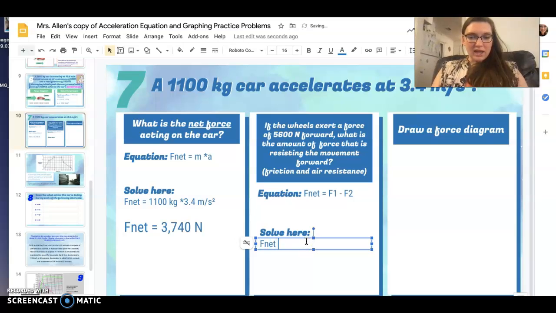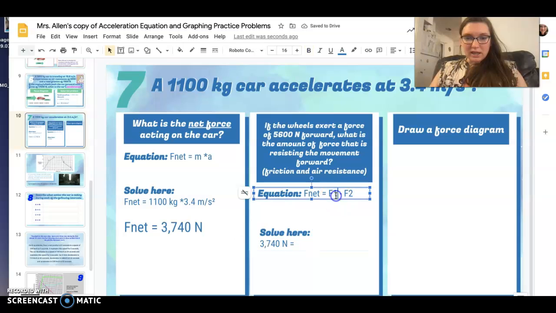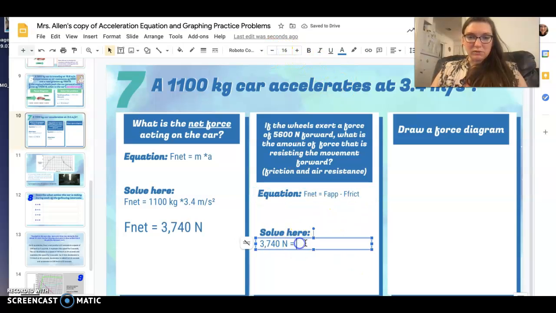Okay, so we know the F net. The F net is 3,740 newtons, and that's going to be basically the applied force minus the friction force. Let me make this smaller and put it down on another line so you can see it better. Applied force minus the friction force. So we know that the applied force is that force that the wheels are exerting on the road, so 5,600 newtons, minus this force that we want to find out. Actually, let's call it the force of resistance, since it's both friction and air resistance.